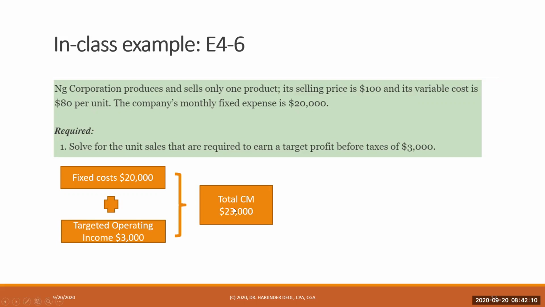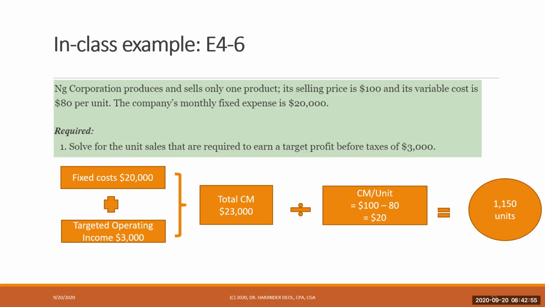Now look at it. Total contribution margin of 23,000 minus fixed costs of 20,000 will be equal to $3,000 of operating income. So this company needs to earn $23,000 in total contribution margin. Every unit that it sells brings in 100 minus 80, $20 in contribution margin per unit. So divide the total contribution margin by contribution margin per unit of $20, and we get the number of units that this company needs to sell to earn its targeted profit. 23,000 divided by 20 is 1,150 units. So sales units needed, 1,150.